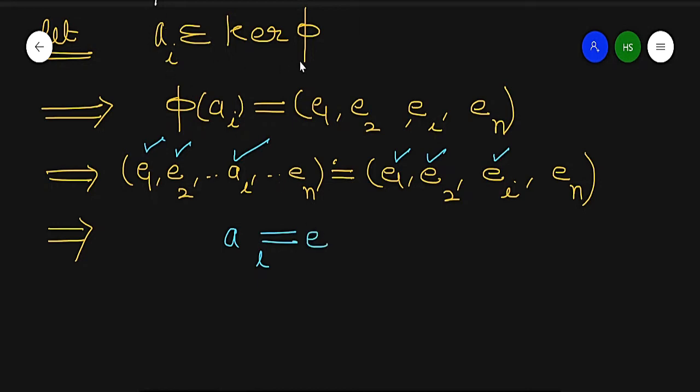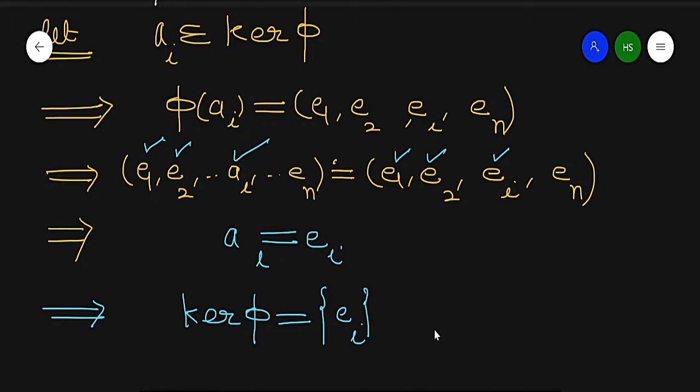So I take this element from this, and this element acts as identity. It means the kernel of phi consists only of identity elements. So it means this phi is 1-1.